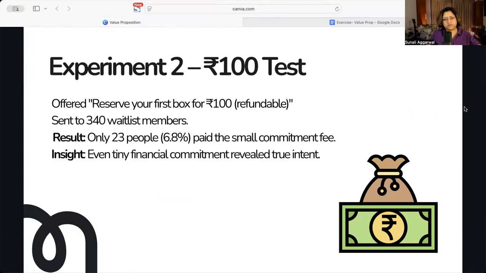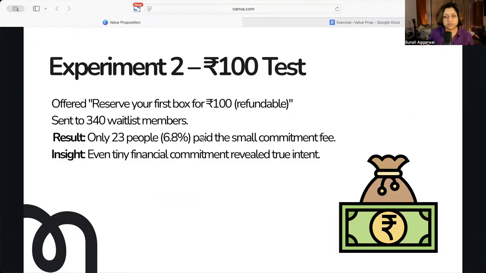They did another experiment. They said, give us 100 rupees, which is refundable, and reserve your first box. So I'm going to send you a box, just give us 100 rupees and we'll reserve it for you. Now, when it came to paying, remember, so many people said that we are willing to pay 1500 rupees per month for this box, for this subscription. And this particular experiment showed that that was not true.